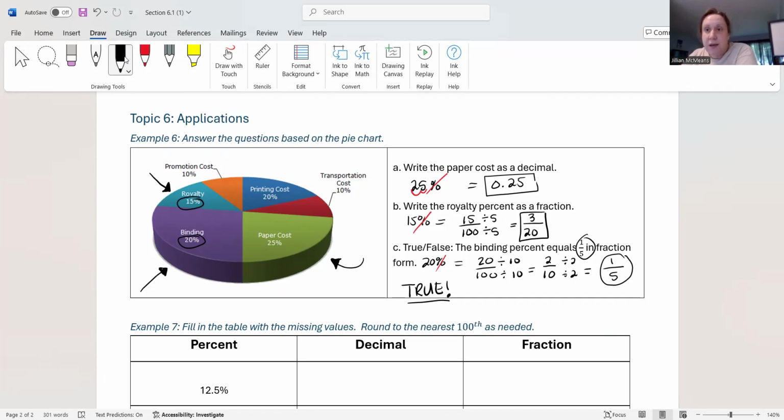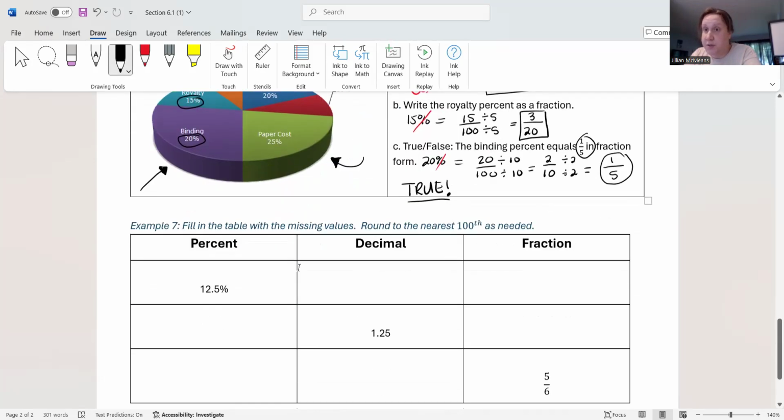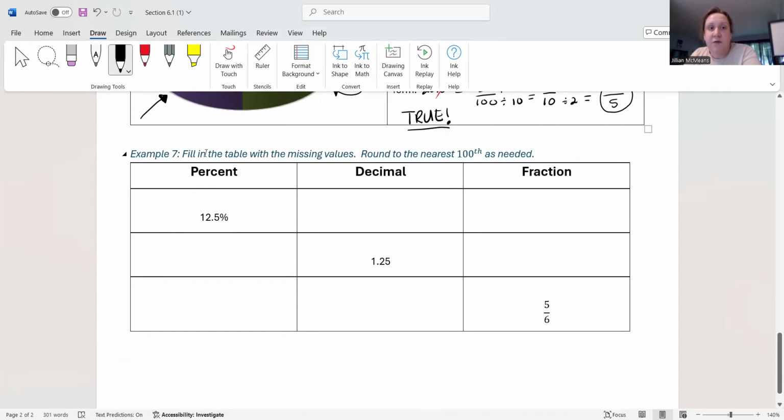We've looked at this pie chart or circle graph. Sometimes you'll see it called that. We were able to pull some information from that chart and basically play around with converting between decimal, percent, and fraction form. Now, the last example for this worksheet, we're going to do exactly the same thing. It says fill in the table with the missing values, round to the nearest hundredth as needed. Okay.